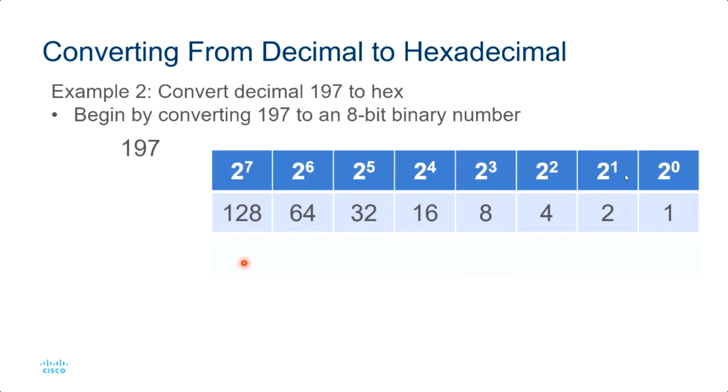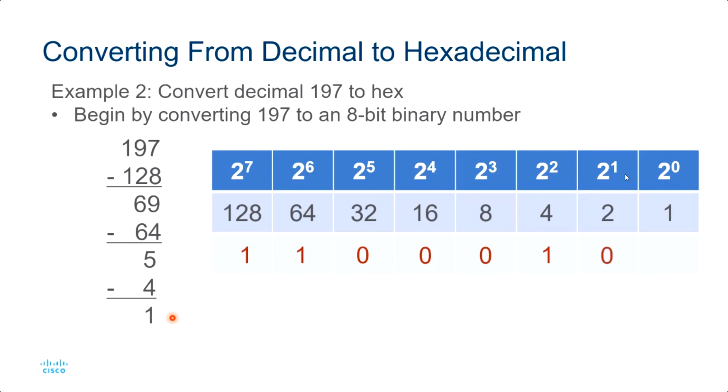Since I can subtract 128 from 197, I'll put a 1 under it and subtract it, and that gives me 69. I can subtract 64 from 69, so I'll place a 1 under that and subtract it. That gives me 5. 32 is too big, so I'll place a 0 under that. 16 is also too big, so that gets a 0. 8 is also too big. But when I get to 4, I can subtract that, so I put a 1 there, and I subtract it here. 2 is too much, so a 0 goes there, and 1 is just right, so I subtract it, and it results in a 0.